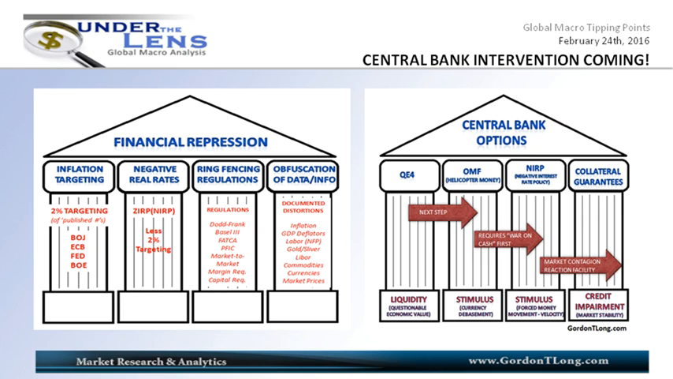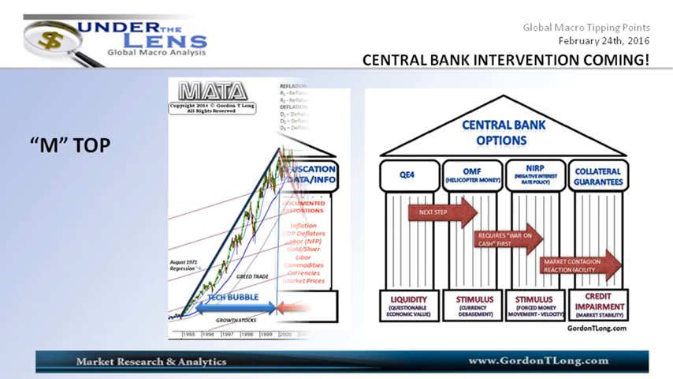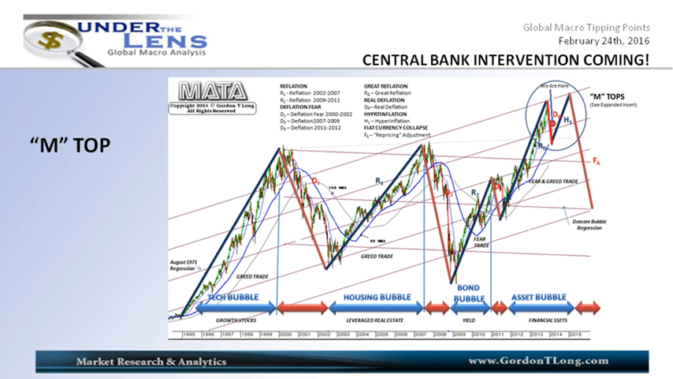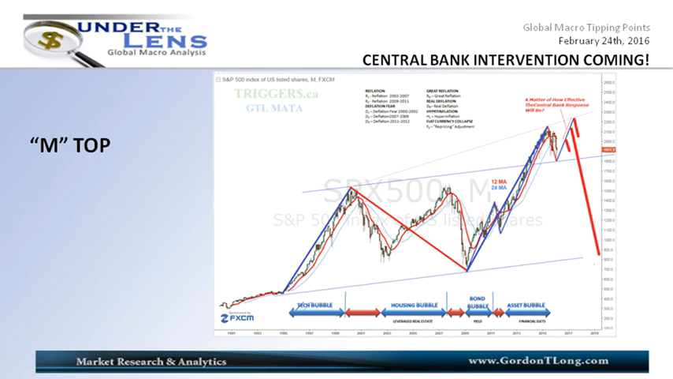It has been my documented view we will see NIRP, OMF, that stands for overt monetary financing, or more commonly helicopter money, and new rounds of quantitative easing in the not-too-distant future. 3 years ago, I predicted an M-top where the inside strength of the M would be reversed due to unprecedented central bank policies, which would trigger the beginning of a potential Minsky melt-up. Here is that chart updated as we go to press.